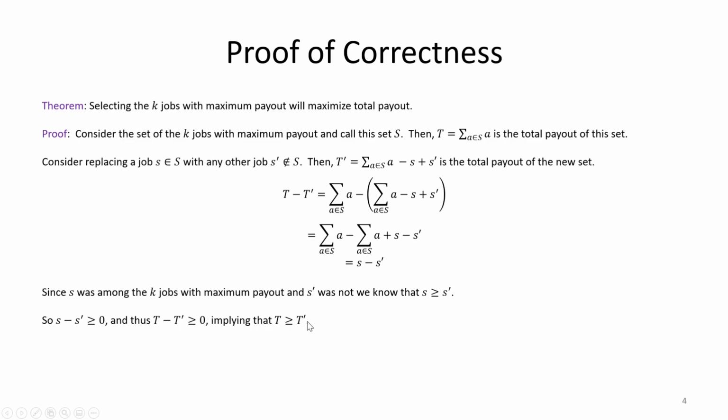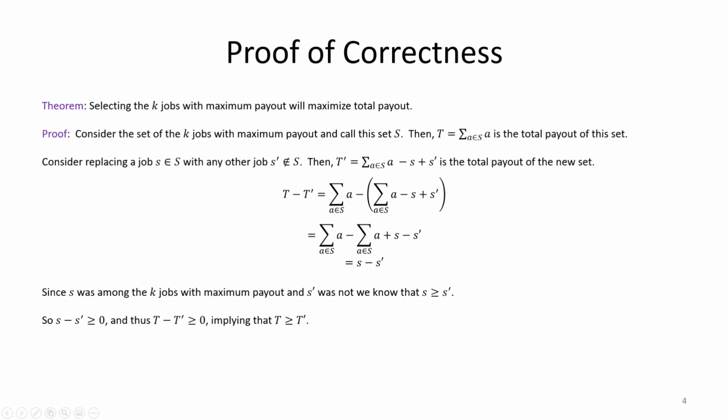Let's wind our way back now and ask, what are those things? What's t and t prime? t was the total payout of the k jobs with maximum payout. t prime was the payout of the set that we got when we took one of our jobs out and replaced it with any other job. We took any job out that was in there and replaced it with any other job that was not in there in the first place.